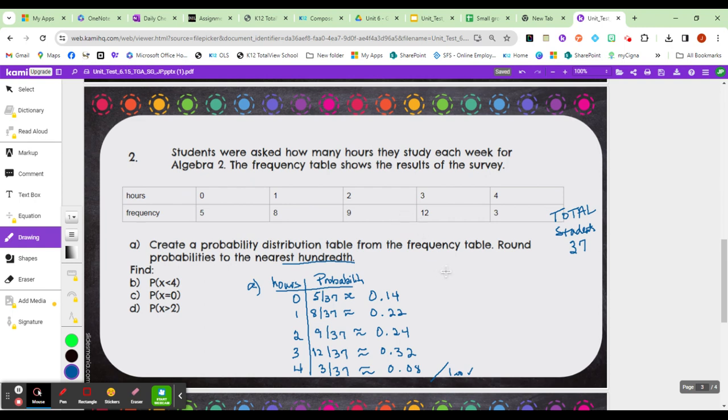All right, B says, what is the probability that students studied less than 4 hours? So less than 4 would be 3 hours, 2 hours, 1 hour, or 0 hours. So you're going to add all these probabilities up that are less than 4. So we're going to add up 0.32, 0.24, 0.22, and 0.14. And that's going to give me 0.92.